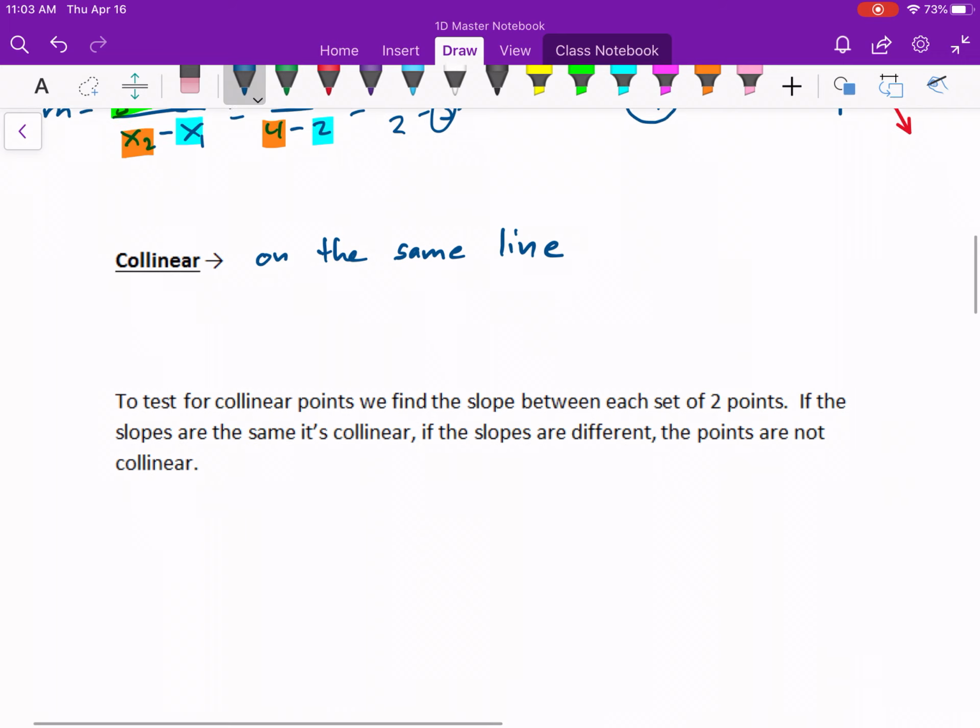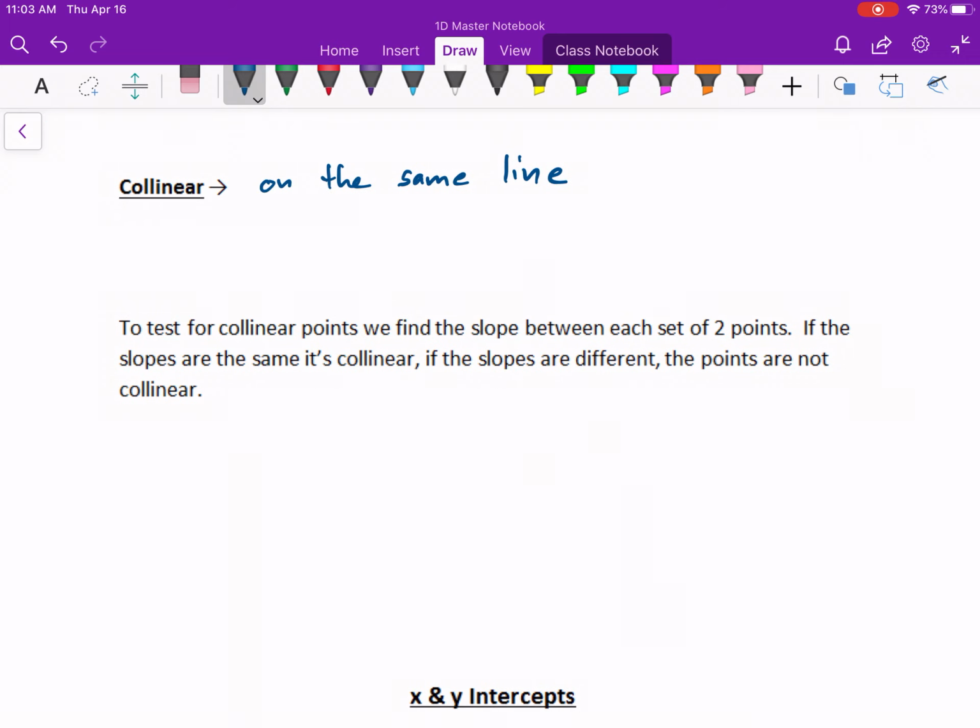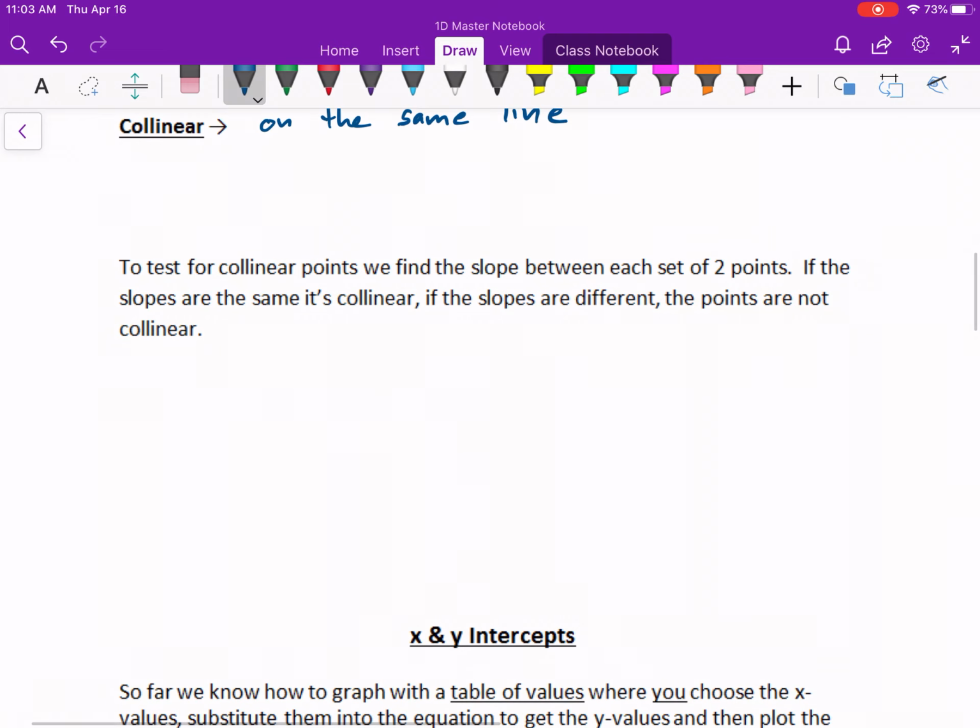So if something's collinear, they're all on the same line. So if we want to test if things are collinear, then they must have the same slope. This is the key. Everything on the same line has the same slope, right?